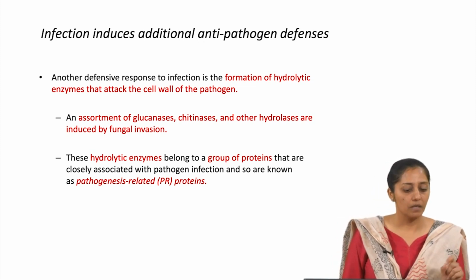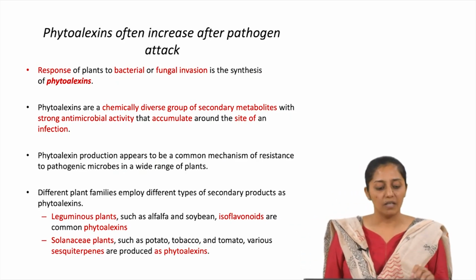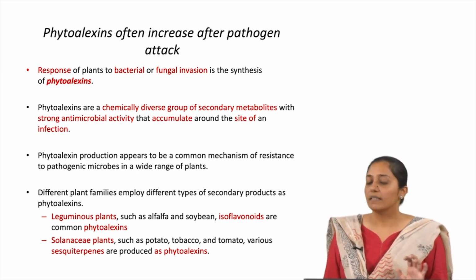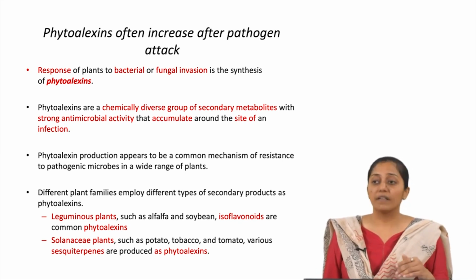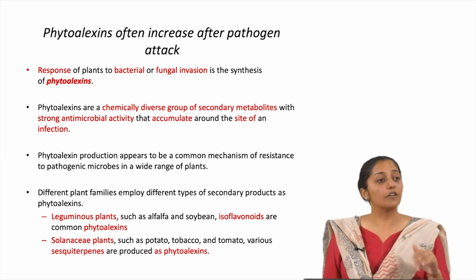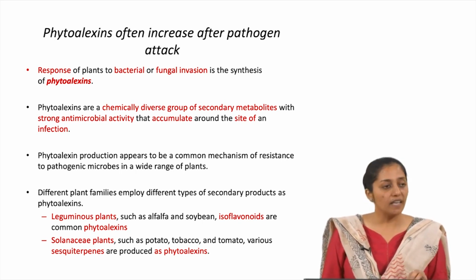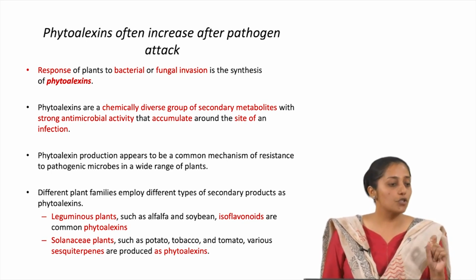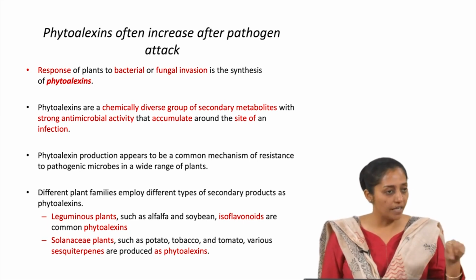PR proteins. Now, another response of plants to bacterial and fungal invasion is the synthesis of phytoalexins. Phytoalexins are not always present as a constitutive defense, but they are produced as a result of the damage caused by a particular pathogen. Phytoalexins are a chemically diverse group of secondary metabolites with strong antimicrobial activity that accumulate around the site of infection.